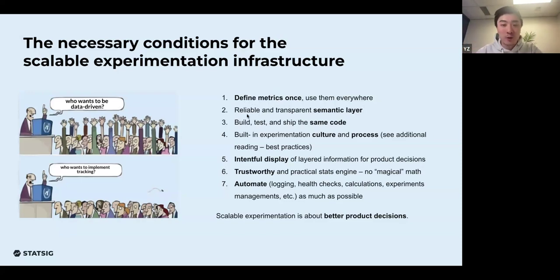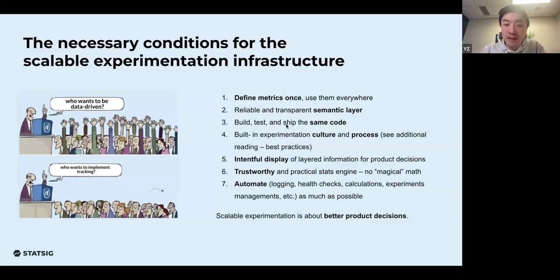Second is a reliable and transparent semantic layer. The semantic layer is the centralized definition of the metrics. And this centralized definition of the metrics is reliable. Reliable means the business definition, the table, and the code are really visible and transparent, and everyone can see, understand, and debug the definition of metrics. So people have trust in the metrics.